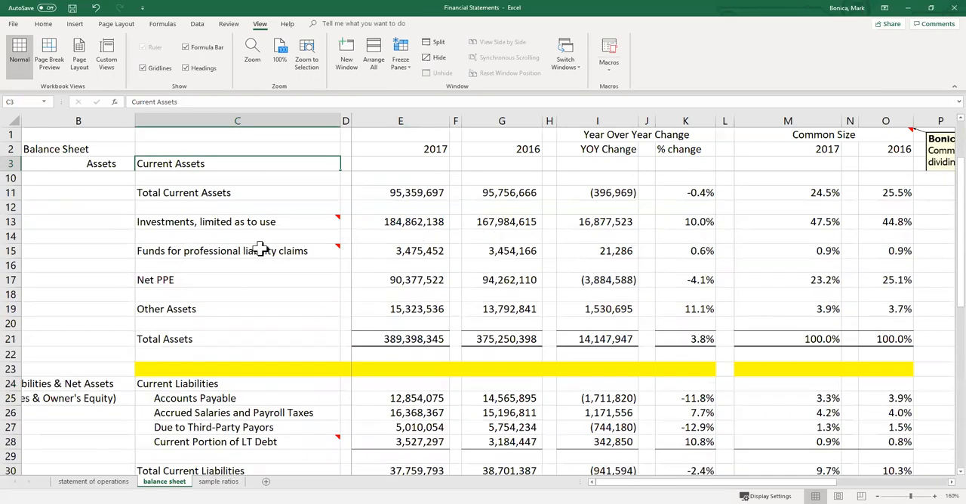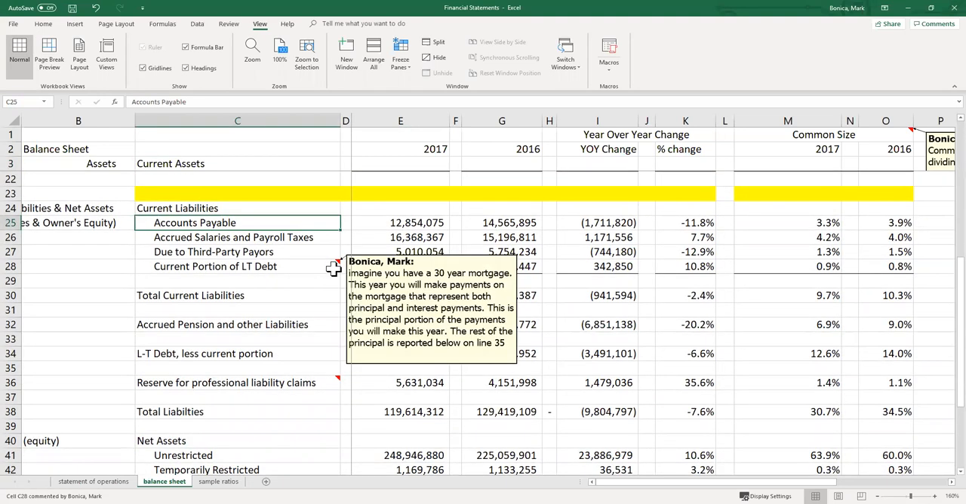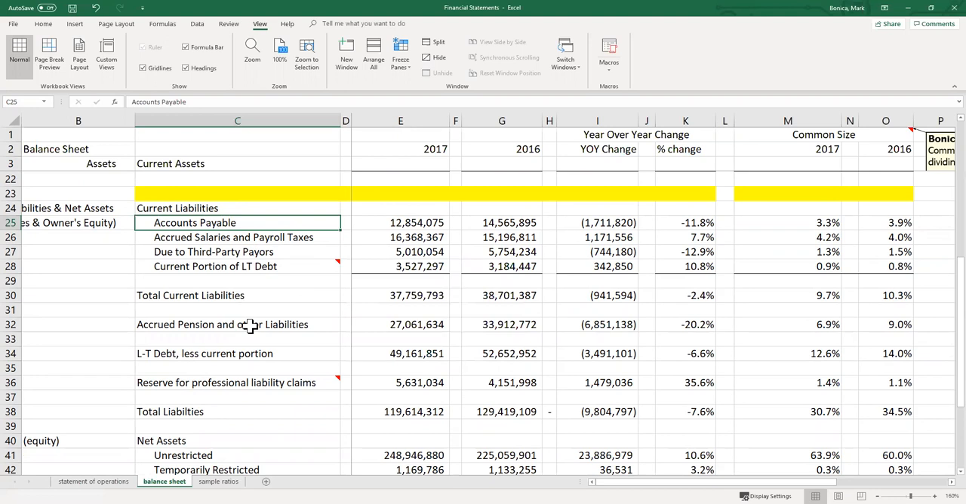Current assets. So current liabilities, like current assets, are liabilities that we expect to have to pay within a year. For example, the first one, accounts payable. An account payable is a bill to your organization that you have to pay within a reasonable amount of time, certainly within a year.